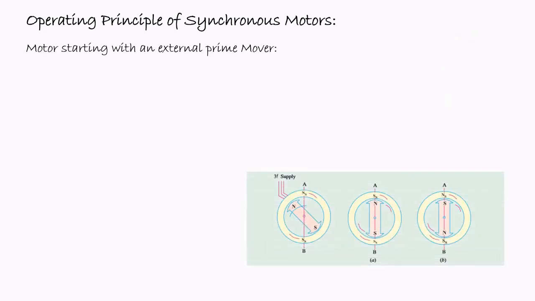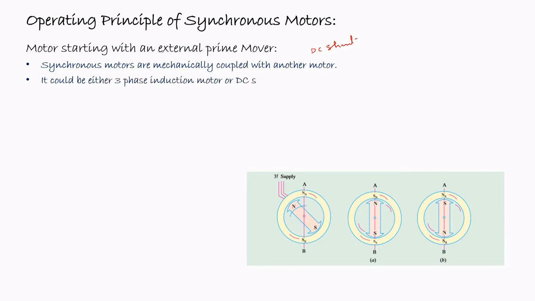Therefore, how will the machine start? One method is starting the motor with an external prime mover. Here the synchronous motor is mechanically coupled with another motor. Normally the DC shunt motor is used here as a prime mover. It could be either a three-phase induction motor or DC shunt motor, but normally DC shunt motor is preferred here.